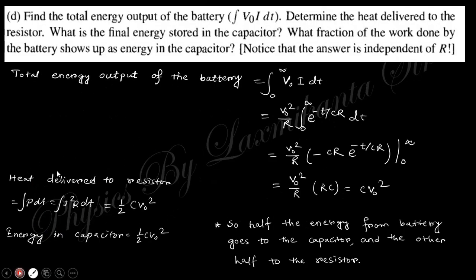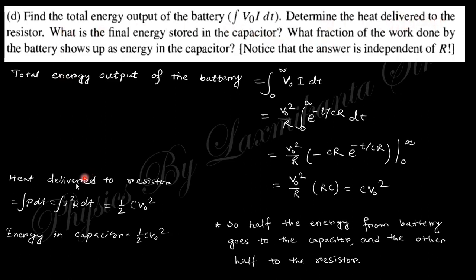Next one. Find the total energy output of this battery. So V0 I is the power. Put in this value of current, V0 by R. This is the expression. So CV0 squared is the energy output from the battery.